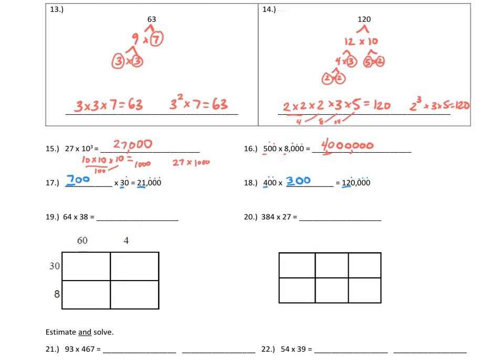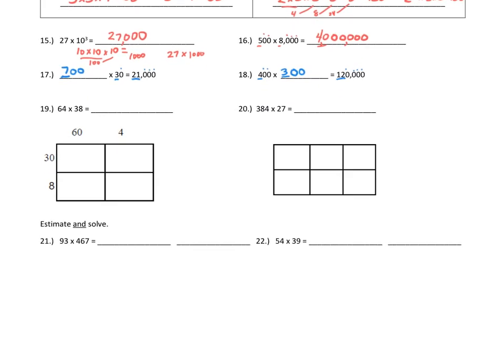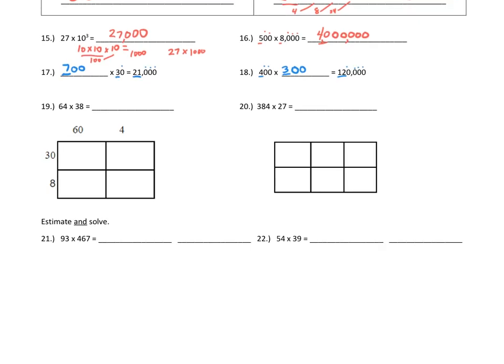I'm going to scroll up a little here for numbers 19 and 20. Numbers 19 and 20 look like they are partial products, which is using the distributive property to multiply numbers. So on number 19, we already have an area model set up for the problem.